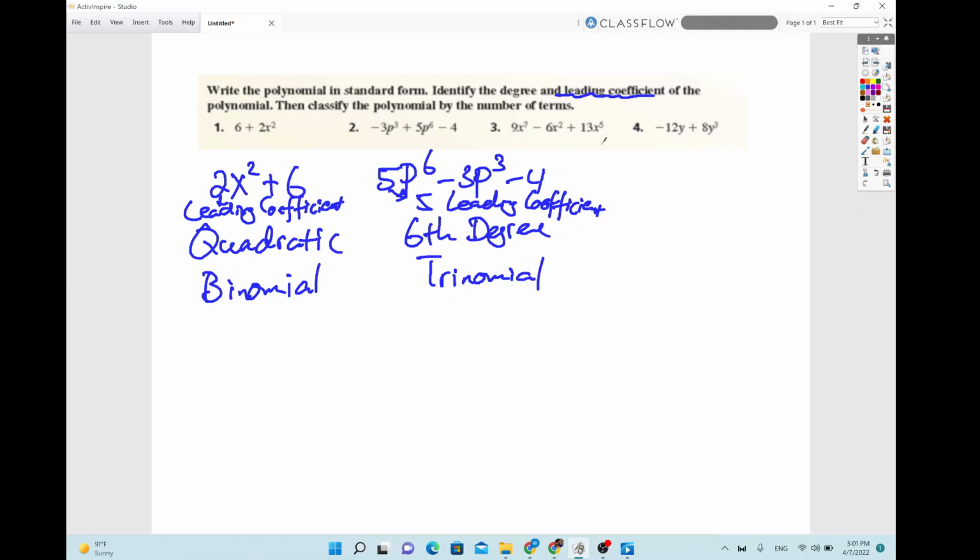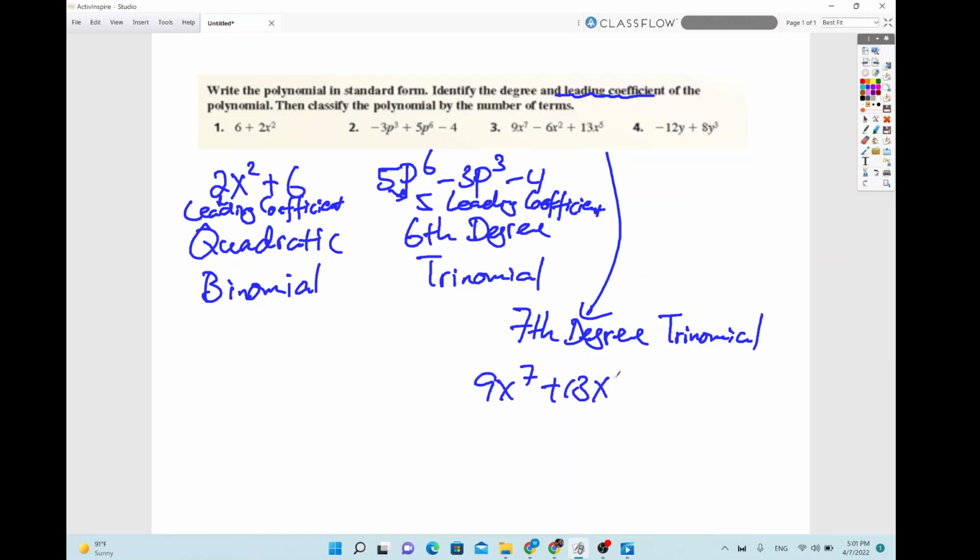Okay, so now let's see what else we have. For number 3, this one is a 7th degree trinomial. Rearrange the terms from the greatest power to the least. So we have 9x to the power of 7 plus 13x to the power of 5 minus 6x squared. Okay, so that would be the one. And the last one right here is a cubic binomial. The leading coefficient for the previous one would be 9.